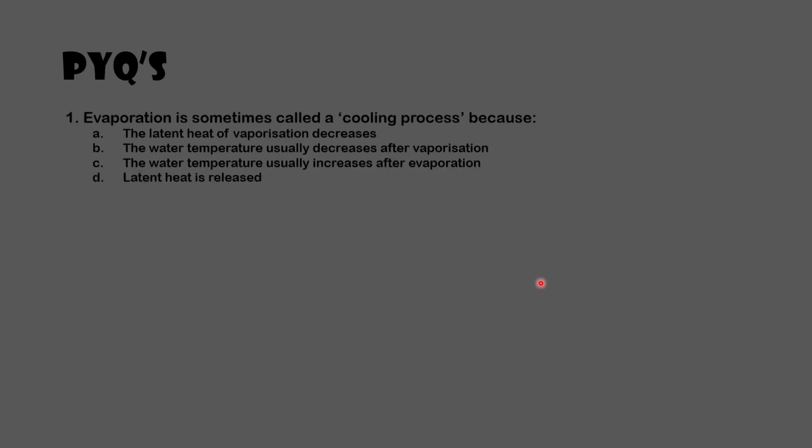So the first question: evaporation is sometimes called a cooling process because, well, those who know can write the answers in the comment section. The first option is latent heat of vaporization decreases. Water temperature usually decreases after vaporization. Water temperature usually increases after vaporization, or latent heat is released. So evaporation is called a cooling process because of just one thing: the water temperature will decrease after vaporization. That is why evaporation is known as a cooling process.